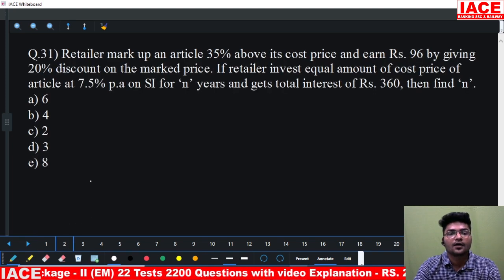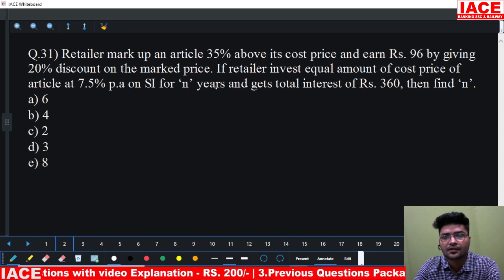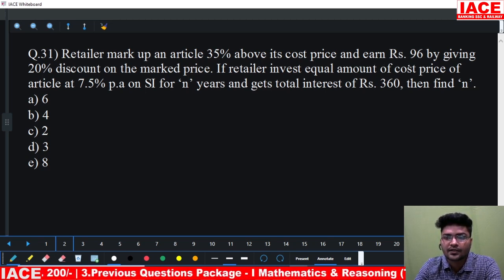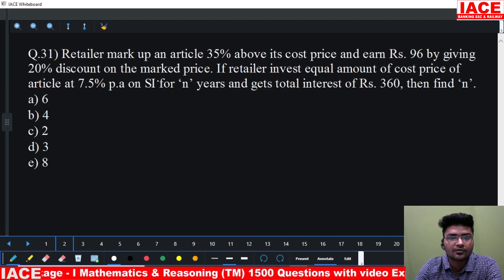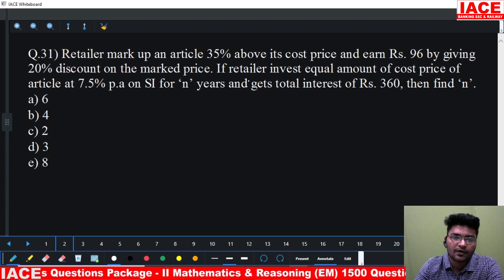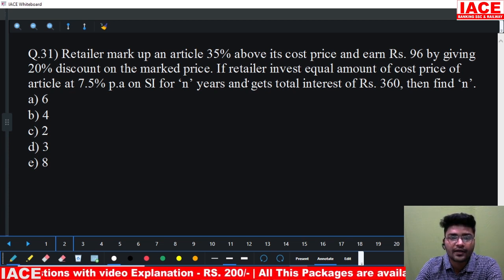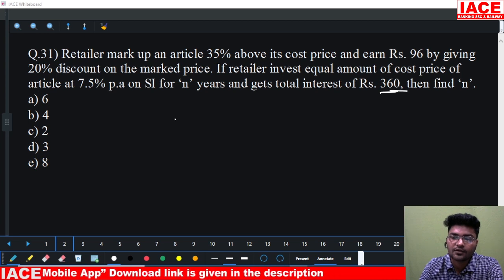First question. A retailer marks up an article 35% above its cost price and earns 96 rupees by giving a discount of 20% on the market price. If the retailer invests an equal amount of the cost price of the article at 7.5% per annum on simple interest for n years and gets a total interest of 360 rupees, find out the value of n.